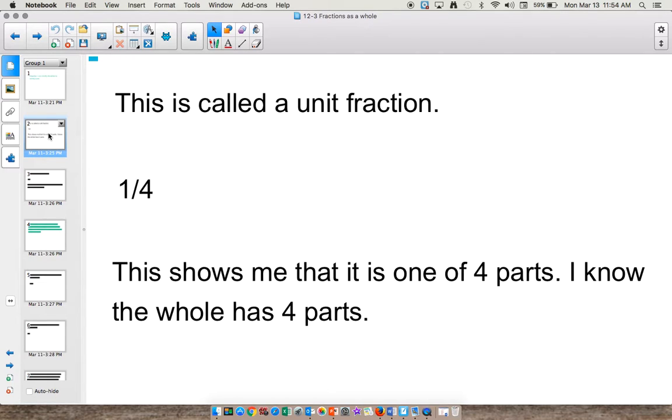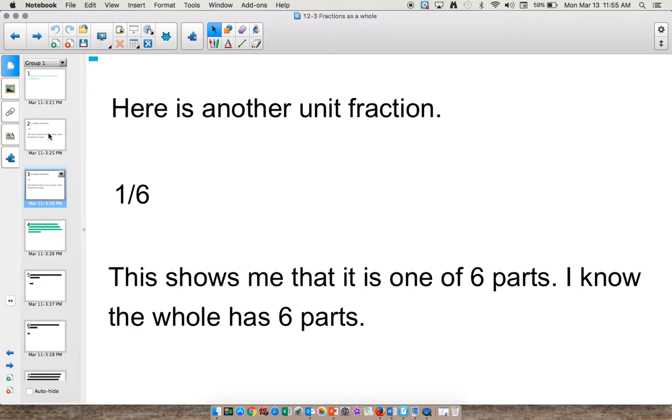So when I see the fraction 1/4, this shows me that there is one of 4 equal parts. I know the whole has 4 equal parts because the 4 is in the denominator spot. Here is another example of a unit fraction. As you can see, that is the fraction 1/6. This shows me that it is one equal part of 6 total equal parts. I know the whole has 6 parts. It might be divided into a rectangle or a square or a circle, but I know that there are 6 equal parts.